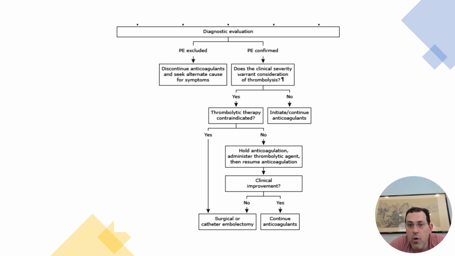However, if PE is confirmed, then we're going to ask ourselves the question: does the clinical severity warrant consideration of thrombolysis? And we'll talk more about bedside echocardiography assessment for help in that decision. Now, if that's answered yes, then we're going to ask ourselves, is thrombolytic therapy contraindicated? And if it's contraindicated, we're going to have to seek another mechanism of embolectomy, which is going to be surgical or catheter directed.